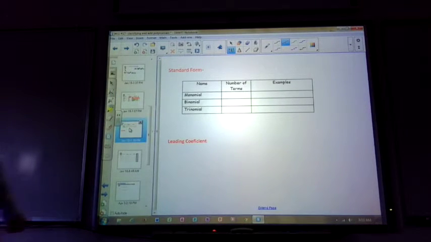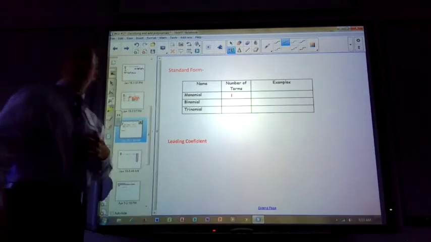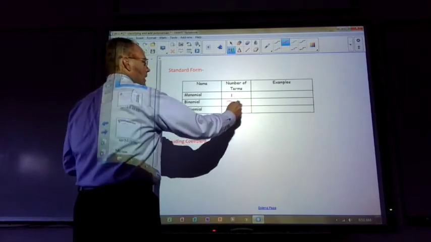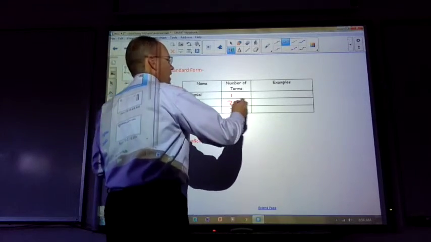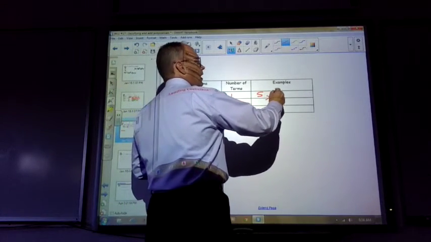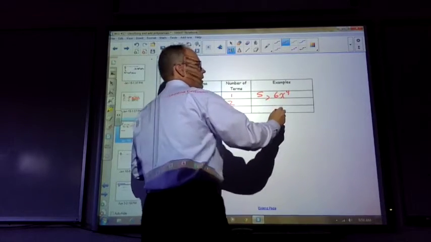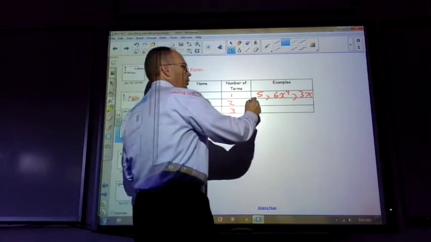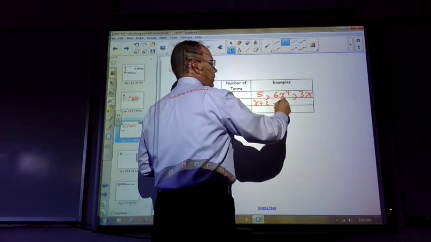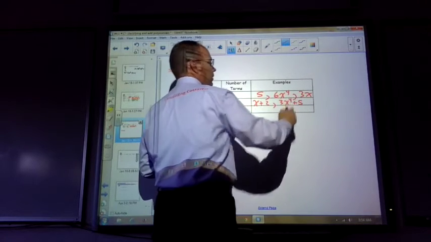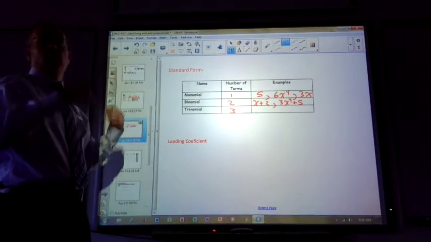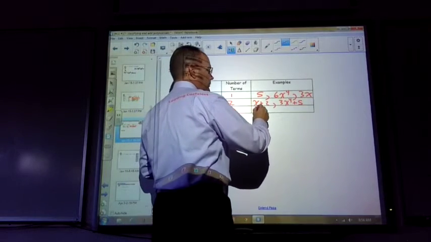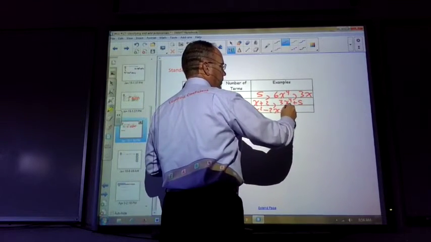All right. Monomial means, mono means one. Binomial means two. Trinomial means three. A monomial could be a number. A monomial could be like this. A monomial could be like this. It's a single term. A binomial means we have two terms, x plus 2, 3x to the fourth plus 5. Those are binomials. A trinomial, you have something like that.